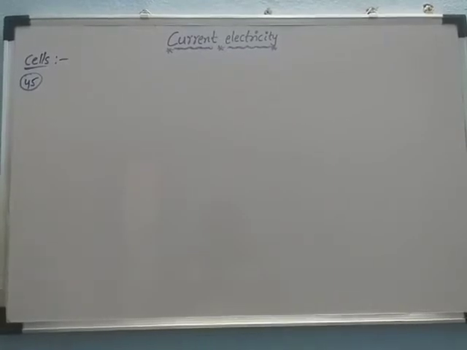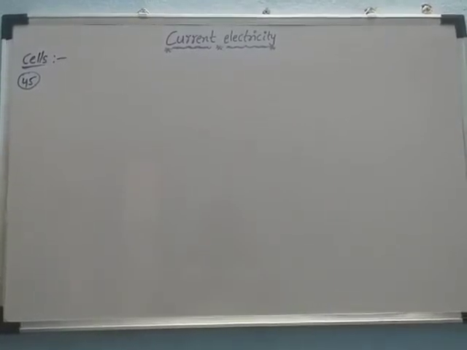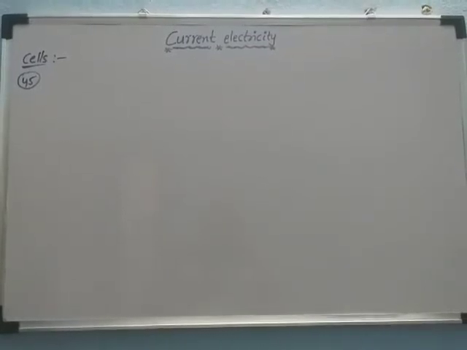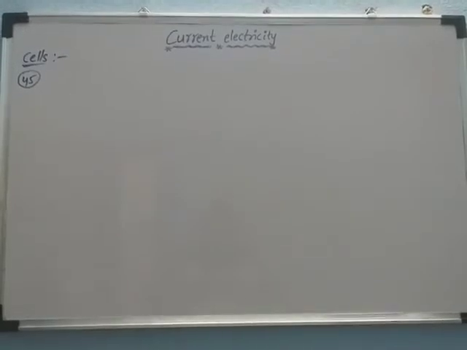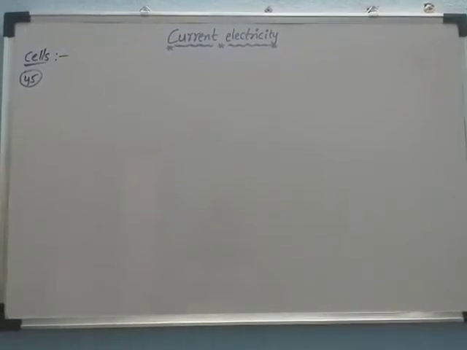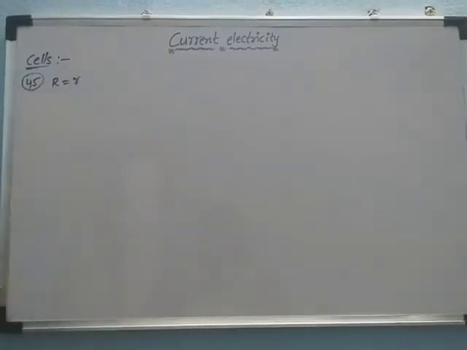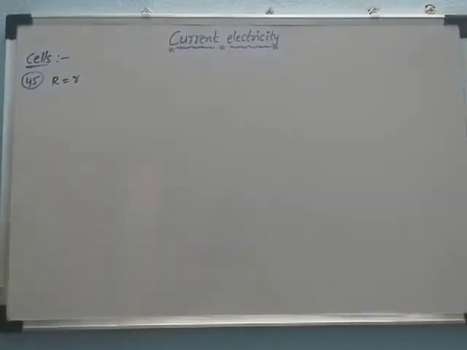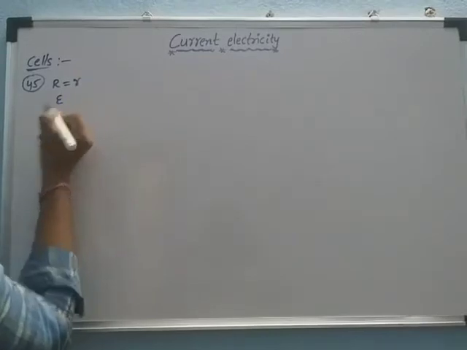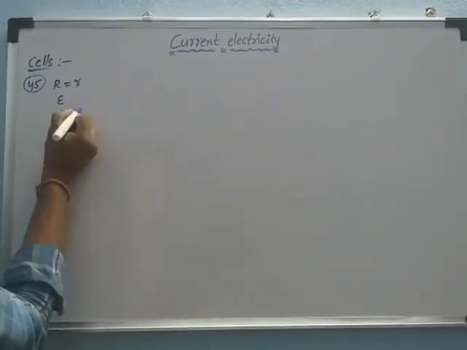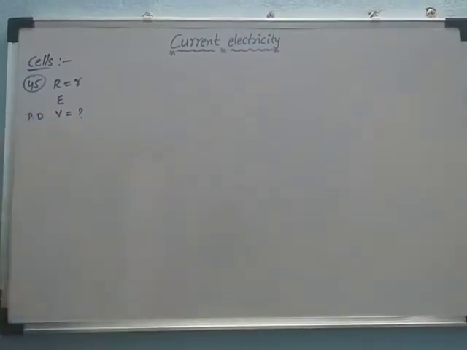So question number 45. If the external resistance is equal to the internal resistance of a cell of EMF E, the potential difference at its terminal is? So if the external resistance is equal to the internal resistance and the battery EMF is E, then what is the potential difference?